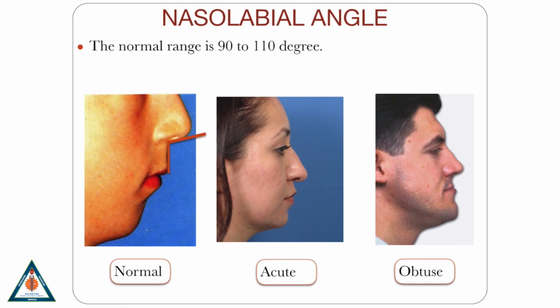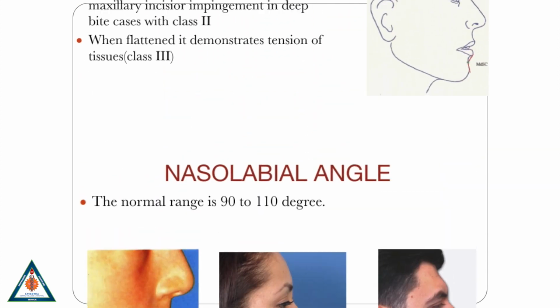Nasolabial angle. The normal range is between 90 to 110 degrees. This is an angle between the nose and the lip based on tangents drawn along the base of the nose and the upper lip. It can be classified into a normal angle, an acute angle, or an obtuse angle. An acute angle is less than 90 degrees, an obtuse angle is greater than 110 degrees.